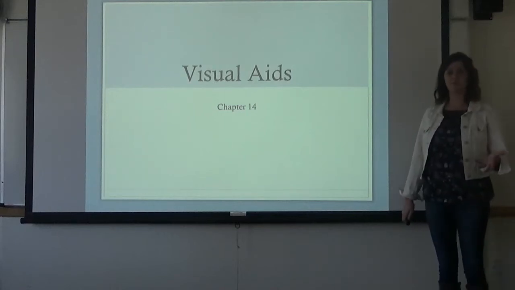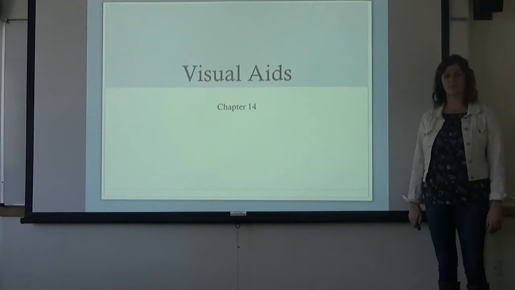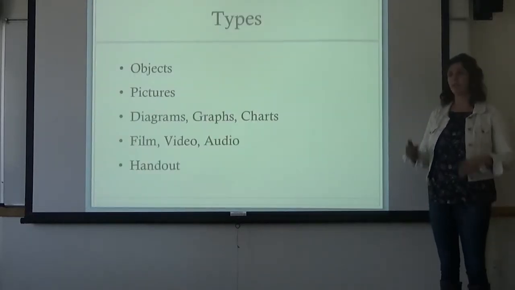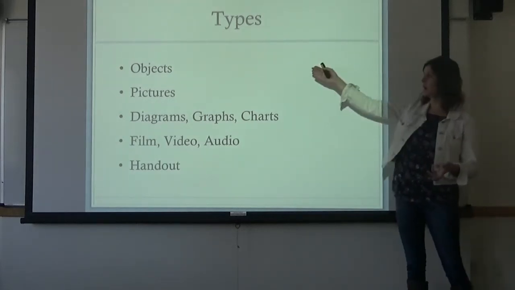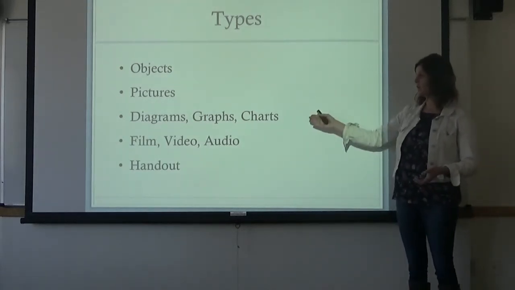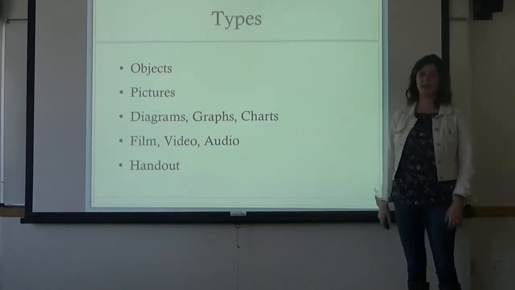All right, now we're going to go through chapter 14 on visual aids. I'll show you some different types of options for visual aids and what to do for each of those. So let's get started. The different types of visual aids that you have options for with public speaking include objects, pictures, diagrams, charts, and graphs, film, video, or audio, and handouts.